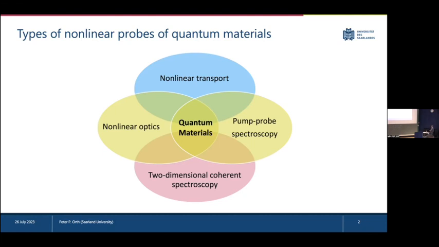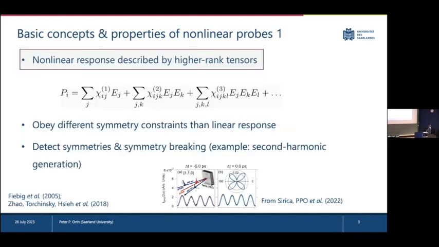like, for example, pump probe spectroscopy, where you heavily pump the system and then you watch it relaxing back to equilibrium. And then what I will be focusing on today is a technique that's called two-dimensional coherent spectroscopy, where you weakly interrogate the system, but with multiple pulses, that is still probing the equilibrium state of the system, but in the nonlinear regime. So I will start with three basic concepts and properties of nonlinear response that are worth remembering.